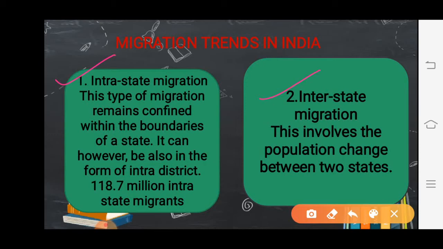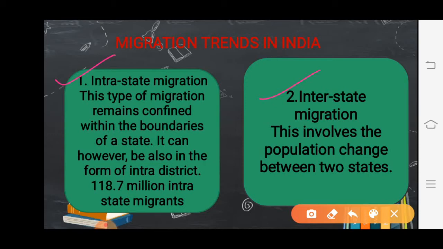As you know, in the political setup of a country, a state is divided into various districts. Districts have been divided into various blocks. Blocks have been further subdivided into villages and so on. So migration that occurs within the district can also come under intrastate migration. Migrating from one district to another is also known as intra-district, which comes under intrastate migration. For example, if you are migrating from the district of Jalpaiguri to the district of Kalimpong, that is also intrastate migration. You are migrating within the state of West Bengal.